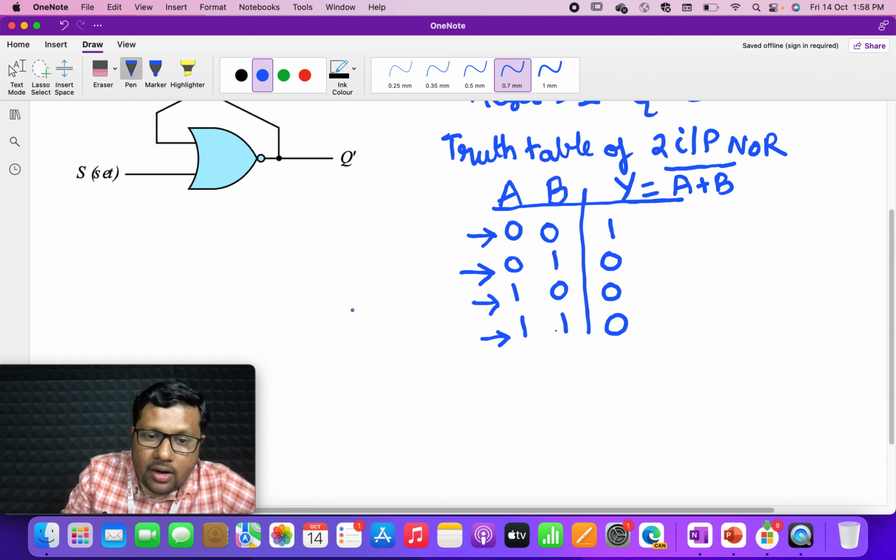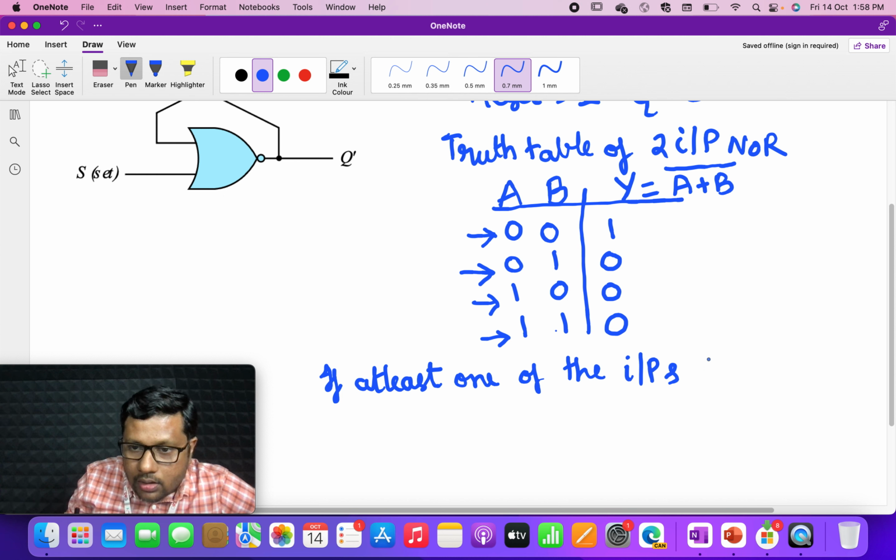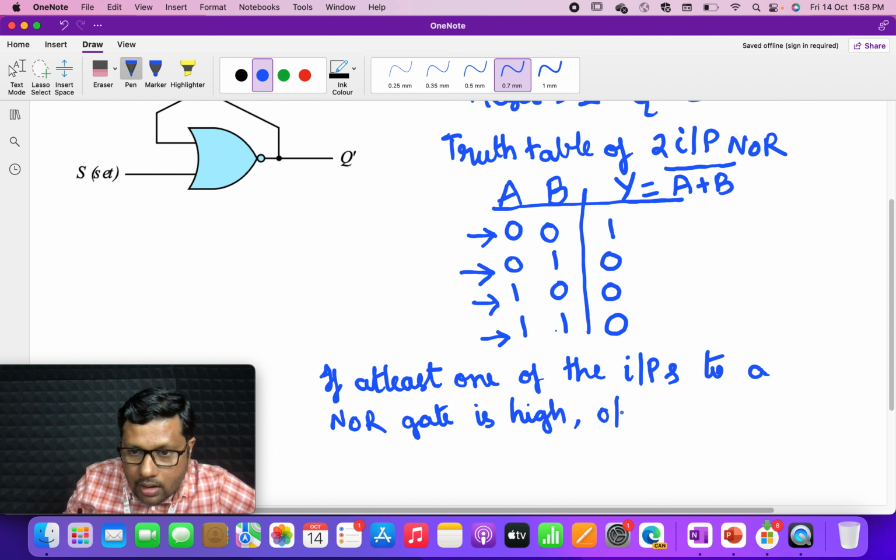In order to summarize, this verbal summary is only for a NOR gate, not for all gates. If at least one of the inputs to a NOR gate is high, the output is low, else the output is high.